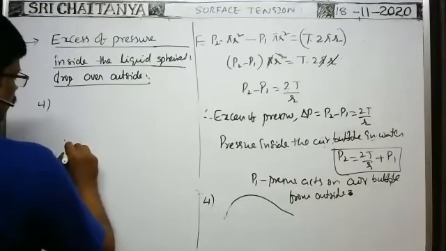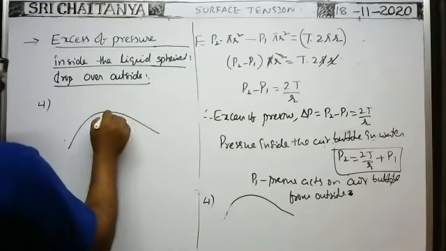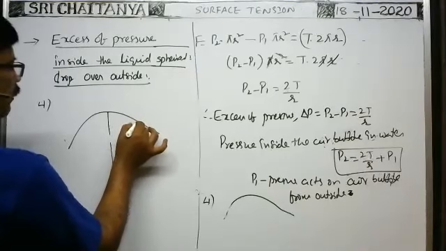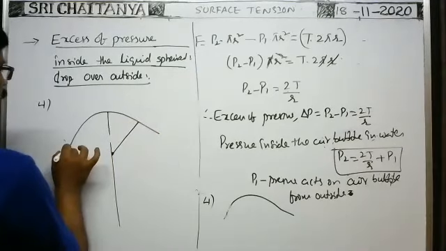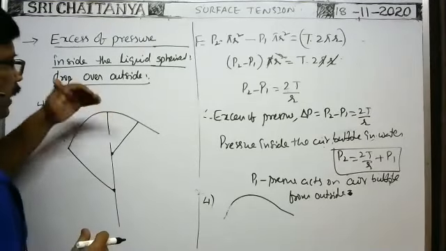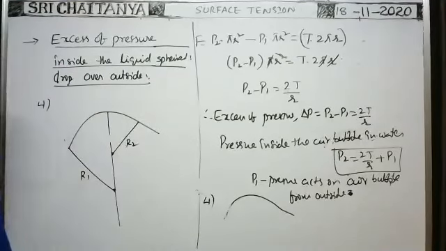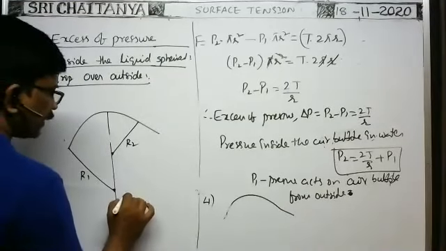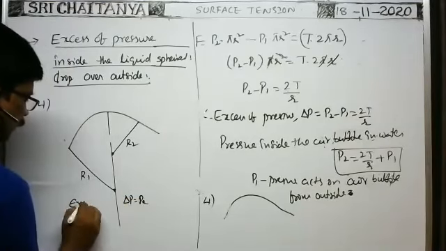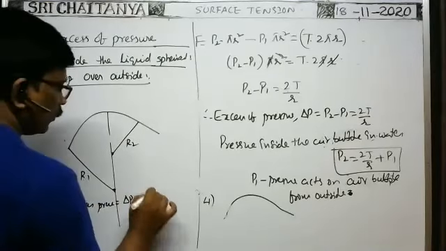Suppose the free surface of a liquid has different curvature like this. This surface has one radius of curvature and this surface has another radius of curvature. The same liquid surface has different radii of curvature. Say this is R1, this is R2. Then the excess pressure inside it, delta P, is equal to the excess pressure inside compared with the outside pressure.